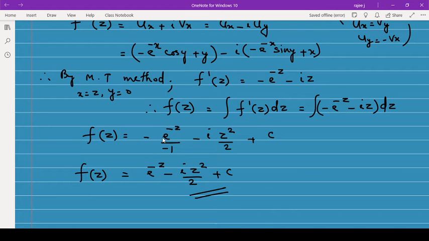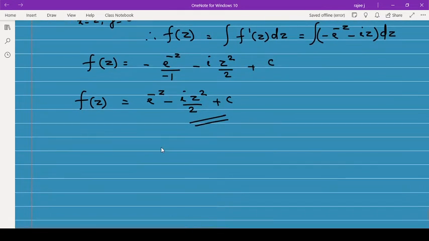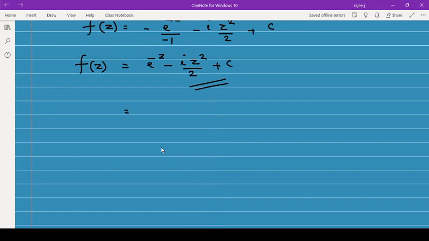Now from here we have to find v, because we have taken this as u. So replace all this z by x plus iy. So this is equal to e raised to minus x plus iy minus i by 2 into x plus iy the whole square plus constant. As we did yesterday, just open this bracket, so it is e raised to minus x minus i into y. Now again this is the a raised to m plus n formula: a raised to m plus n is a raised to m into a raised to n. So we will write this as e raised to minus x into e raised to minus iy.